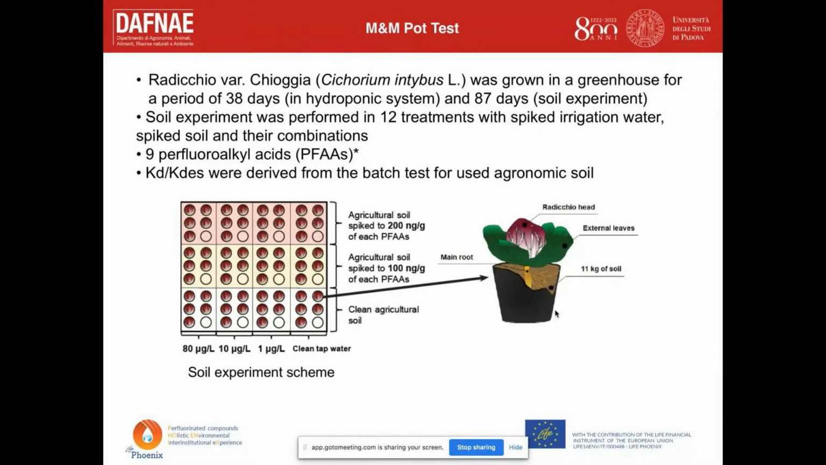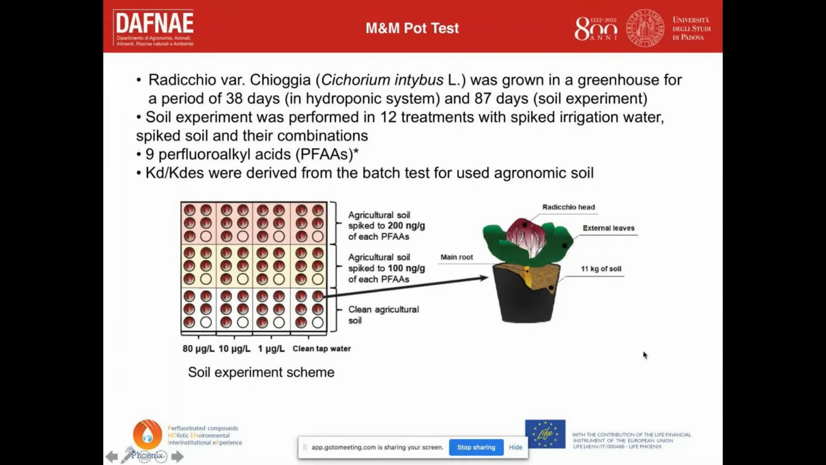So normally the plants in hydroponic solution grow very quickly, quicker than the soil plants. The soil experiment was performed in 12 different treatments with spiked irrigation water, spiked soil, and different kinds of combinations, as you can see in the soil experiment scheme. The same perfluoroalkyl acids, the PFAS, were used, and we tried to calculate the KD and KOC from this test for use in modeling.